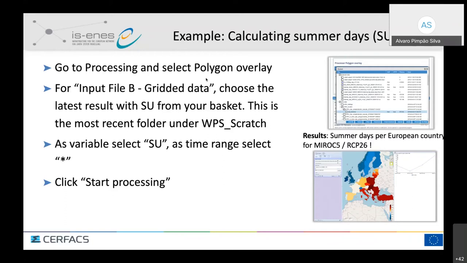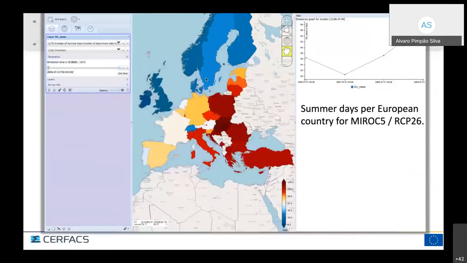So the number of summer days, the number of days greater than 25. I have the statistics on the right-hand side. So this is the result of the calculation.